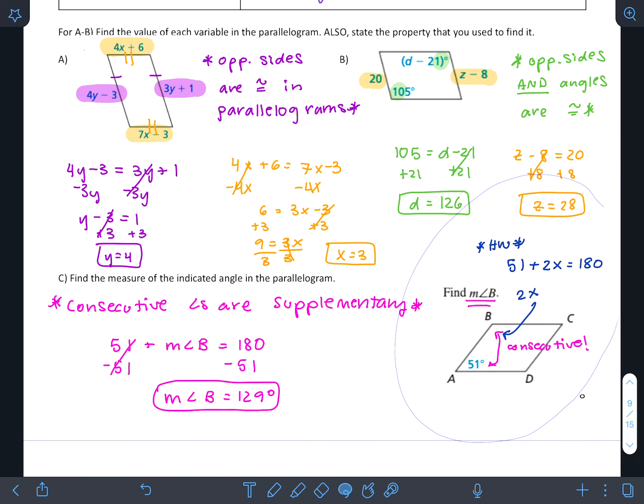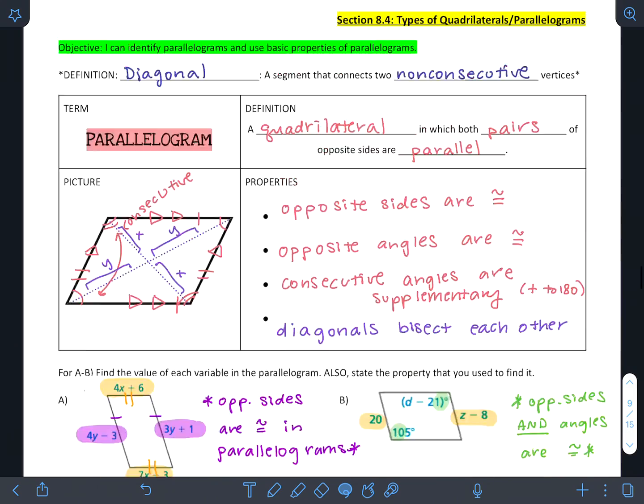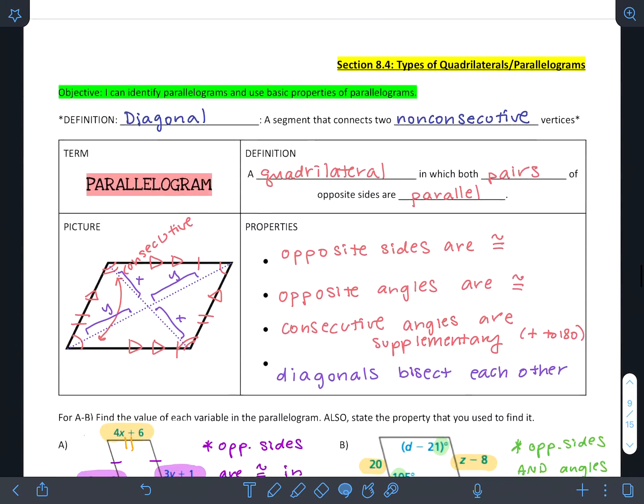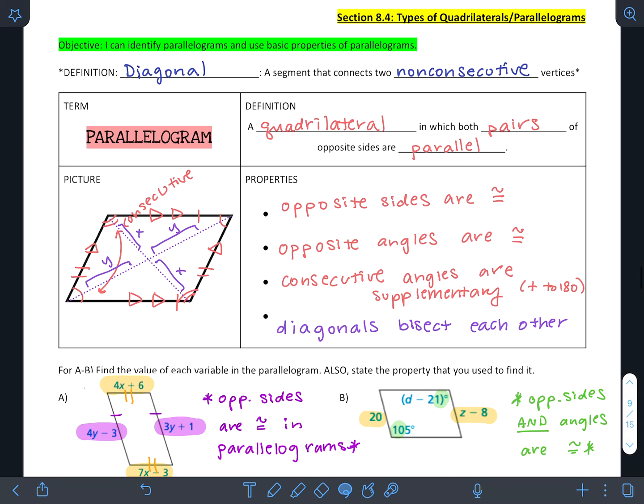You can either work on the homework, and please remember that a lot of the homework has consecutive angles versus opposite angles, so pay special attention to that. Add those two angles equal to 180 degrees if you see an example like that. I believe you also have maybe a Delta Math assignment. I honestly can't remember. So if you want to do the digital assignment, that is fine as well.